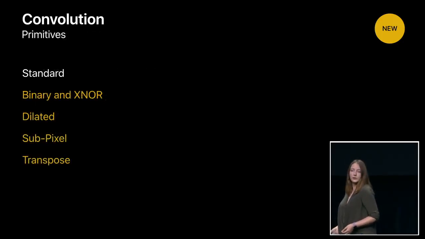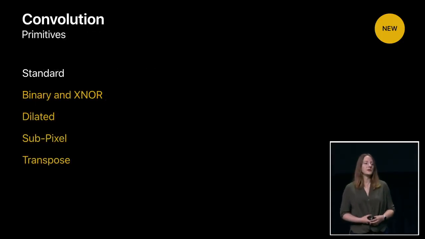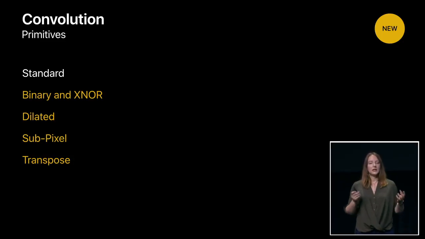We used to support only standard convolution, and now we also support binary and XOR convolution, dilated convolution, subpixel convolution, and convolution transpose operations. And many of these are orthogonal, so you can even have a dilated subpixel convolution if you want. So let's go through them one by one.